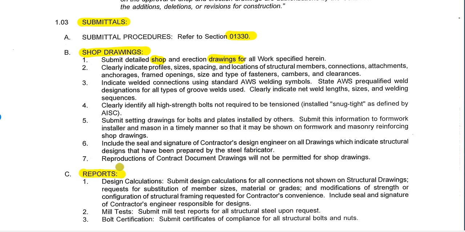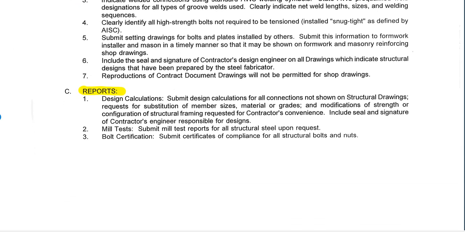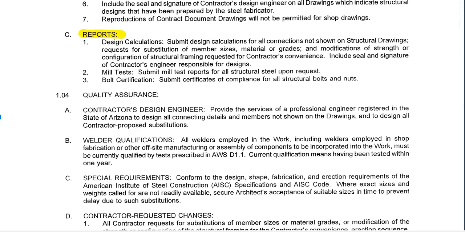And then there are different reports. If we look at this a little closer, typically for structural steel, we're looking at some design calculations for connections, mill tests, that's basically the information from the raw steel, and then bolt certification to show that they're in compliance.